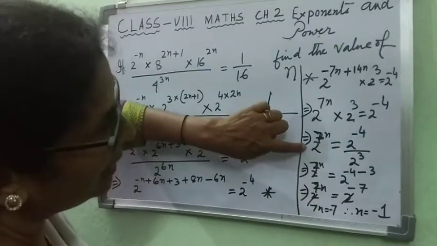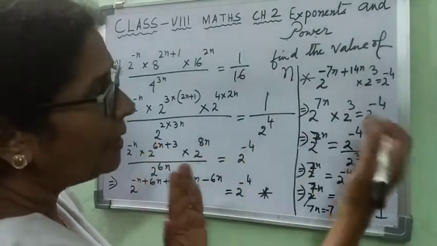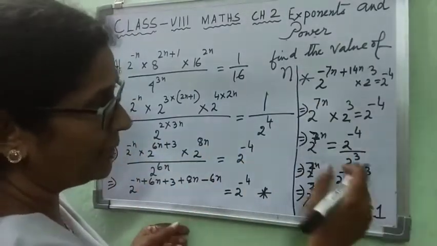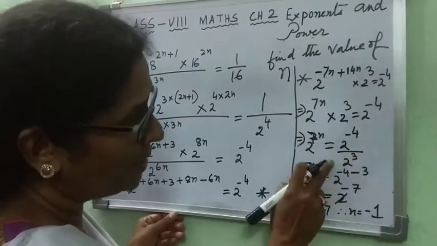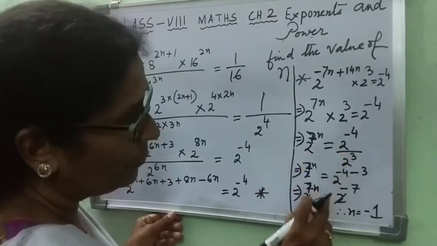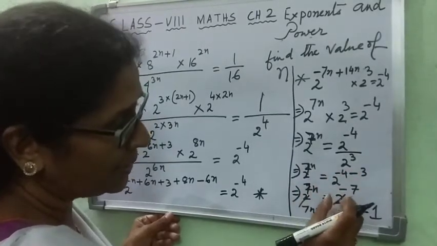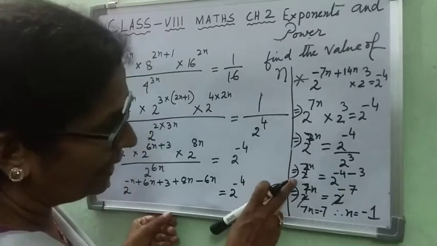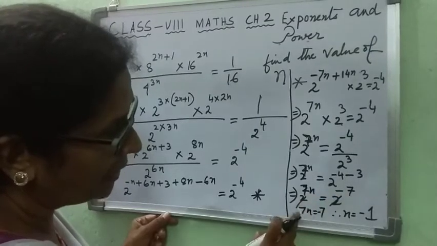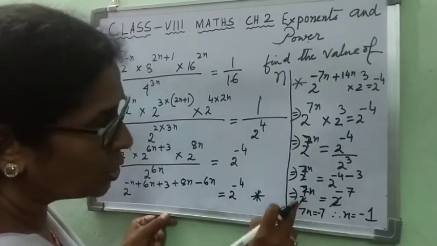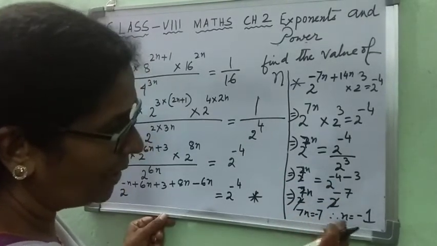Now 7n, because we have to get the value of n, so I am keeping the n value left side, and rest all value we have to take it in the other side. So 2 to the power minus 4 divided by, it is multiplied, so when changing the side it will be divided, so divided by 2 to the power 3. Now this is divide, so 2 to the power minus 4 minus 3, so it comes 2 to the power minus 7, and that side 2 to the power 7n. So 2 to the power 7n equals to 2 to the power minus 7. Therefore 2 base is same, so we can compare with the power. So 7n equals to minus 7. Therefore n equals to minus 1.